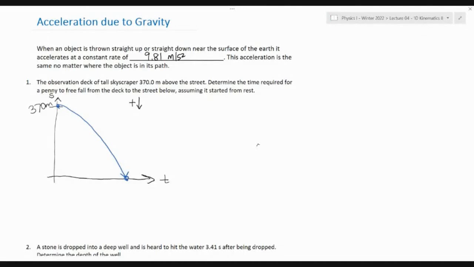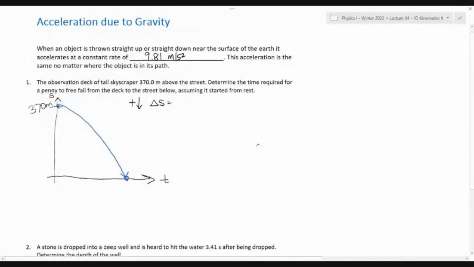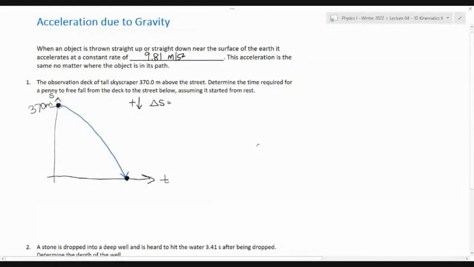If down is positive, then what would we say as being our delta S? What is the change in position of our object from where it began when it was at a height of 370 meters to where it ends up on the ground? What is that change in height if down is positive? Yeah, Pardis already answered. Yeah, Marion, good. If down is positive, then the change in the height would be 370 meters.